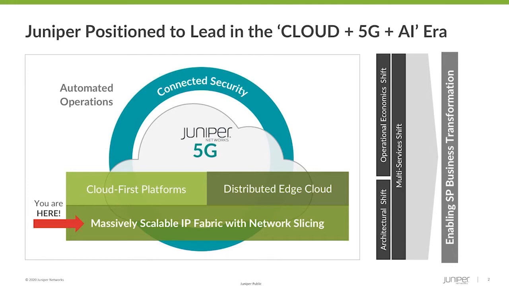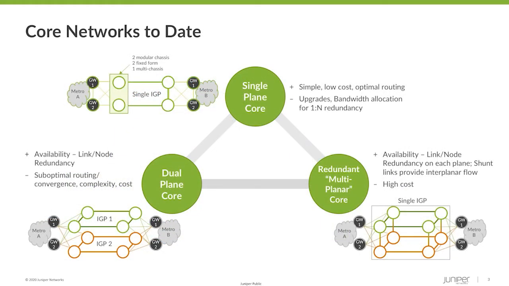Then on top, of course, we have the automated operations and finally connected security. So all of these things together is driving essentially a shift in architecture, operational economics, and services to enable SP business transformation. So if we look at some of today's common core designs, they each have pros and cons.